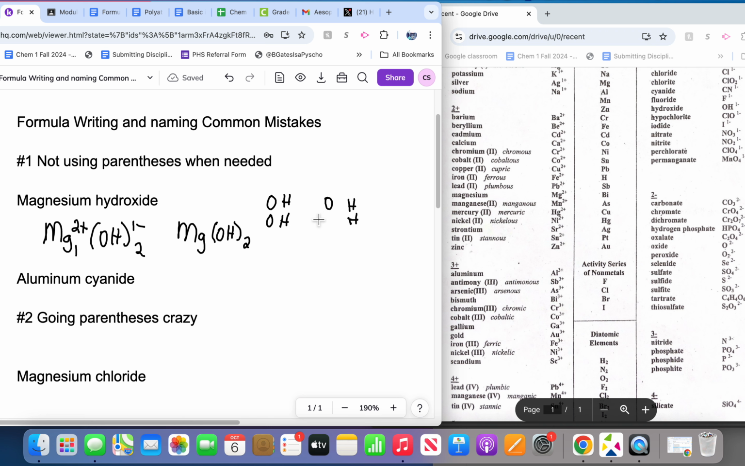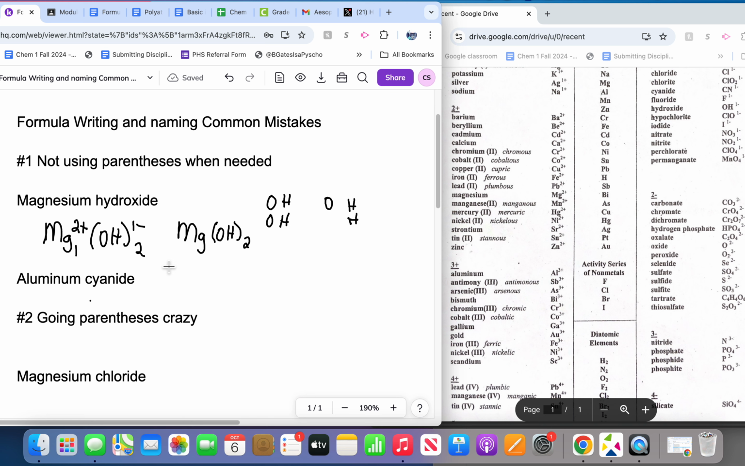And that's wrong. So whenever you crisscross and the number on the outside of the parentheses is bigger than 1, you have to keep the parentheses. Here's another example right here with this aluminum cyanide. Let me see if I can make it bigger. I guess I can't, but anyway.